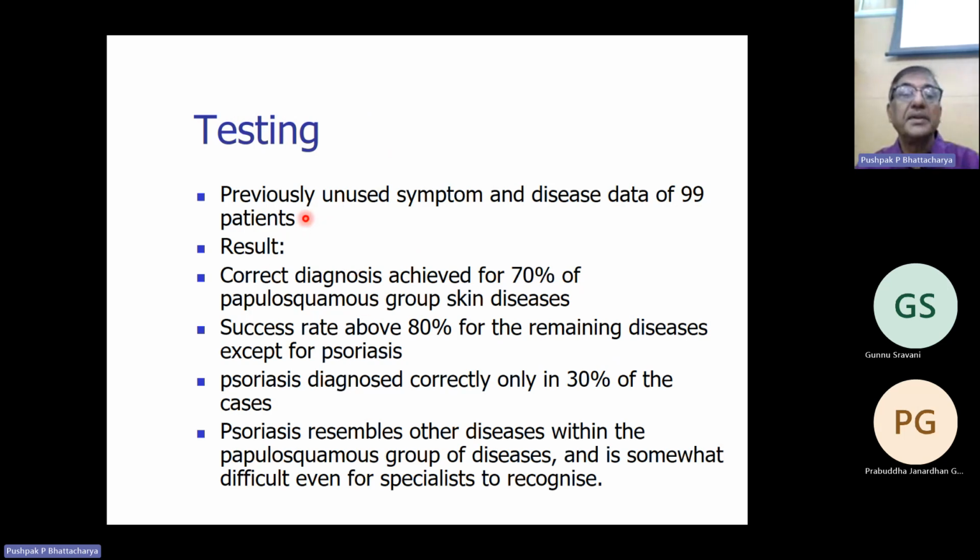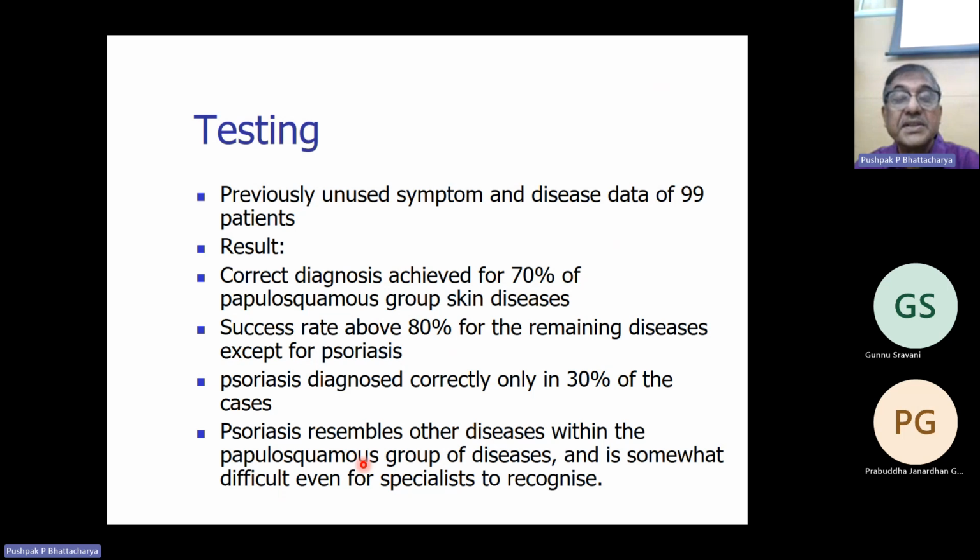Testing was done in the following way. We had got previously unused symptoms and disease data of 99 patients. The result was this: correct diagnosis was achieved for 70% of the populous squamous group of skin diseases. Success rate was above 80% for the remaining diseases except for psoriasis. Psoriasis was diagnosed correctly only in 30% of the cases.